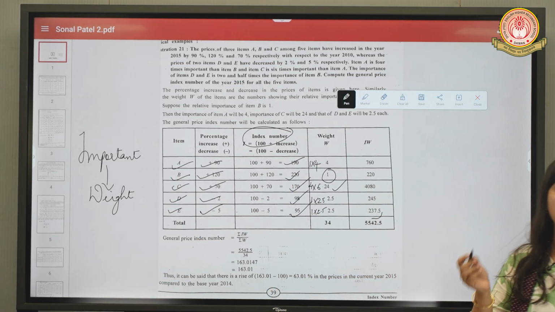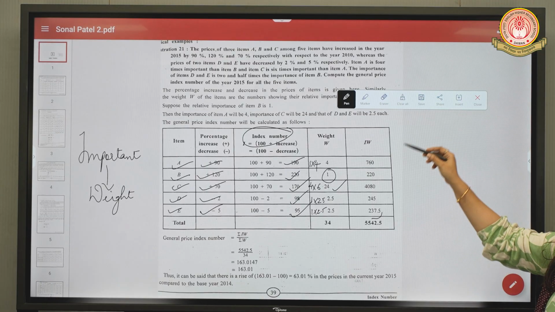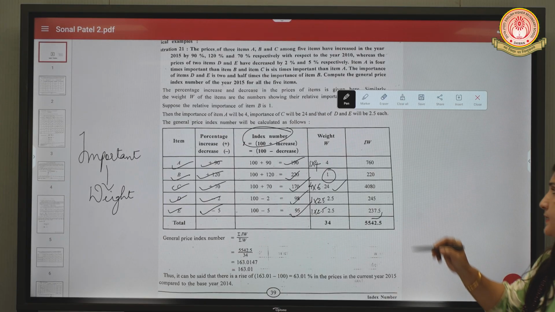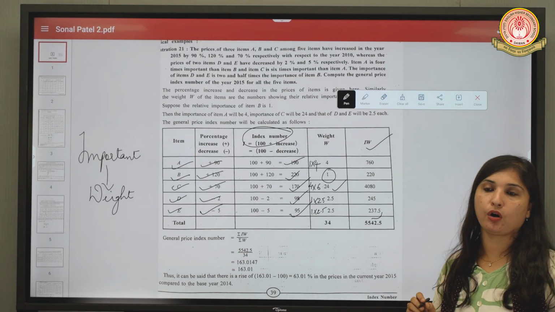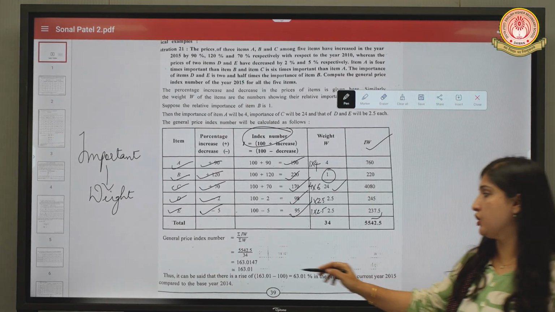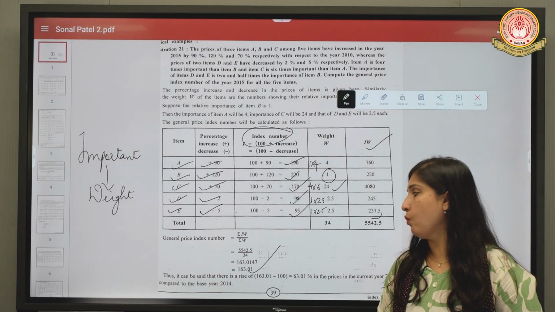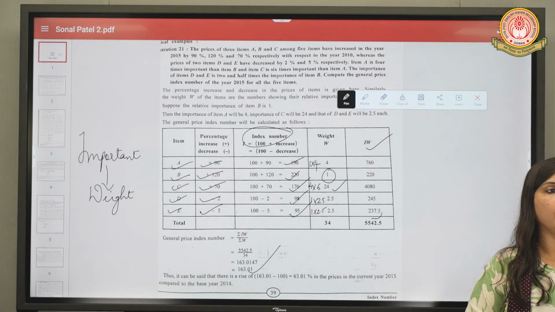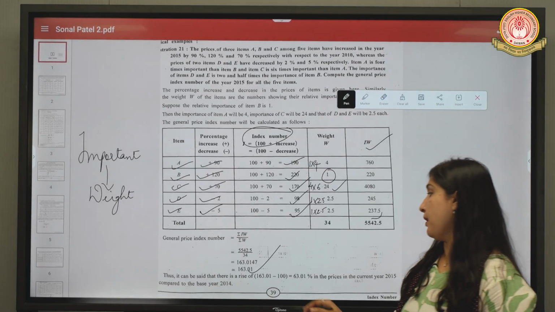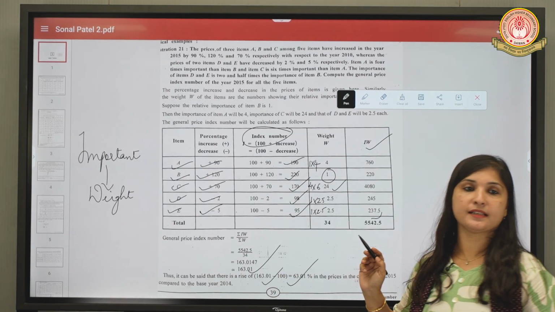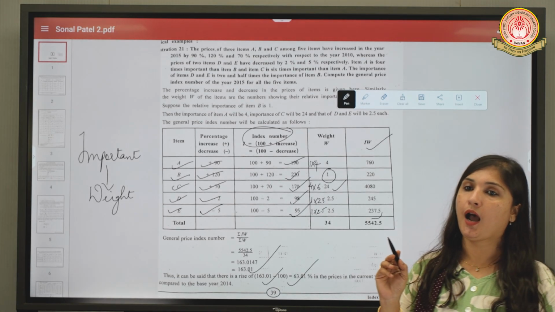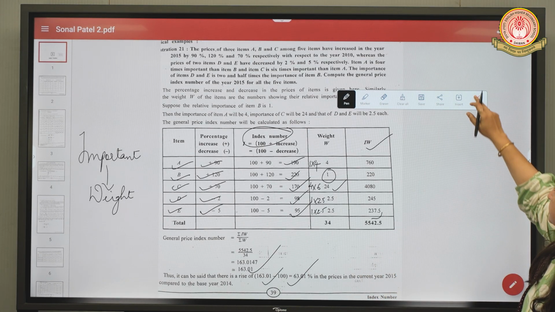I column we already found. Weight was given in the information. We already found I. The next step will be IW. So once we got IW, we will just divide IW by W and we will get the general index number, that is 163.01. But the sum does not end there. What you have to do? Yes, very smart. You have to do the interpretation part, and 63.01% increase in the rise of the price will be your final answer. Is it clear to everyone?